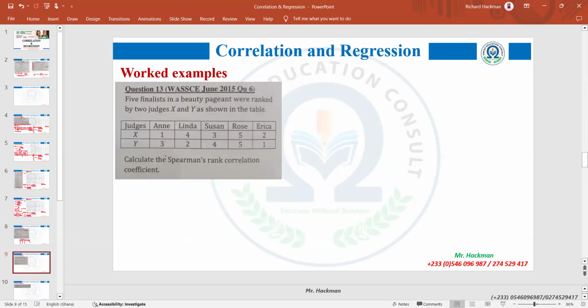So 5 finalists in the beauty pageant were ranked. So you underline this, already ranked. So it means these are already ranked values. So the X here will be your rank X, or you can choose not to call it rank X and still call it X and Y. But your D here would be equal to X minus Y instead of rank of X, rank of Y, because this is representing rank of X, this is representing rank of Y. Is my point well made?